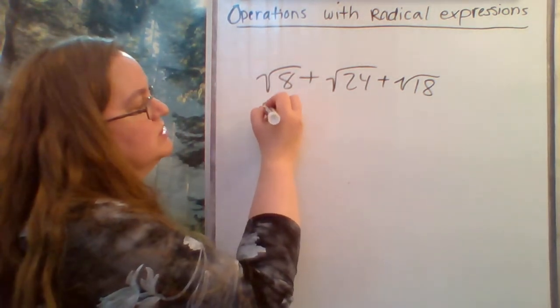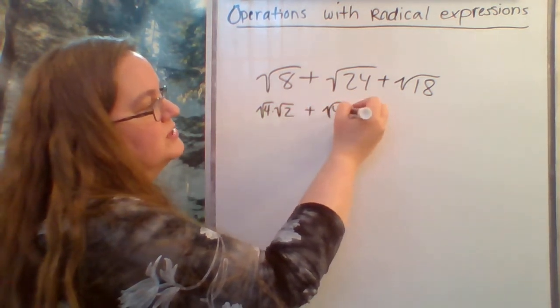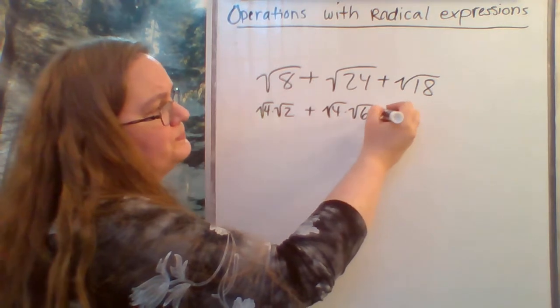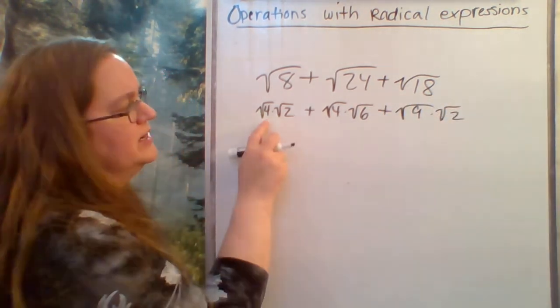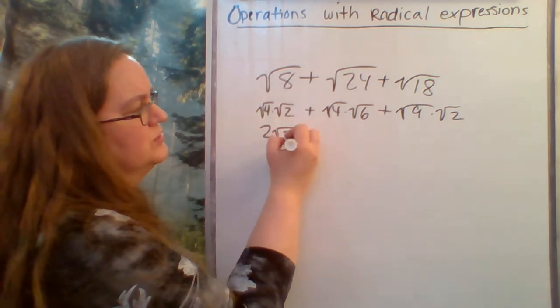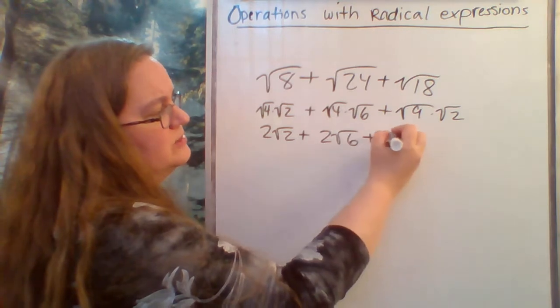So this is the same as the square root of 4 times the square root of 2. This is the square root of 4 times the square root of 6. This would be the square root of 9 times the square root of 2. So I can take my perfect squares. This would be 2 root 2 plus 2 root 6 plus this would be 3 root 2.